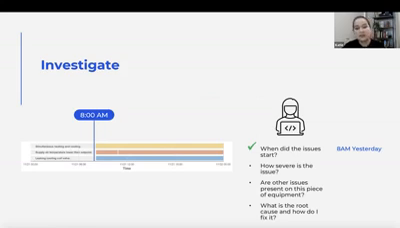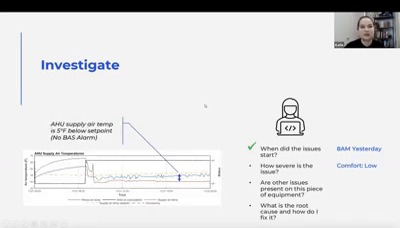Let's investigate. So we're looking to see, when did this issue start? So we see in our diagnostics report that it started at 8 o'clock in the morning yesterday. So we know we have the history of where it was. And then we're looking to see how severe this issue truly is. I look at the first graph that shows up, which shows me all of my supply air temperatures, and I'm seeing that my supply air temperature is 5 degrees below set point.